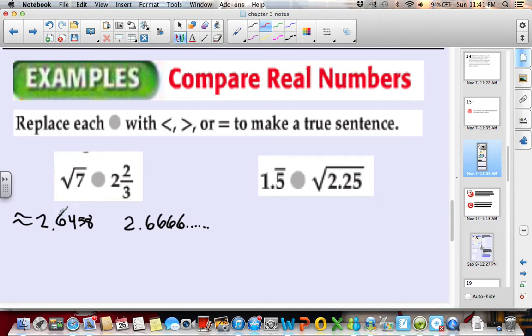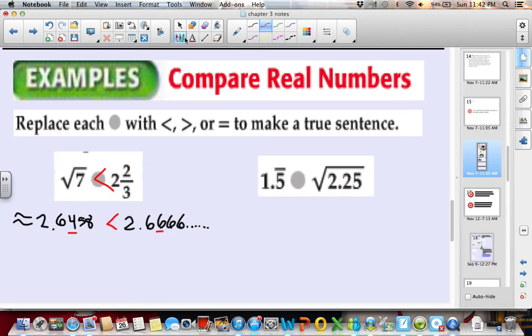So in my tenths place, I have a 6. So I need to go to my hundredths place, and I see I have a 4 and I have a 6. So I know that this one is greater because 6 is greater than 4. 6 hundredths is greater than 4 hundredths. So I know that the square root of 7 is less than 2 2/3.